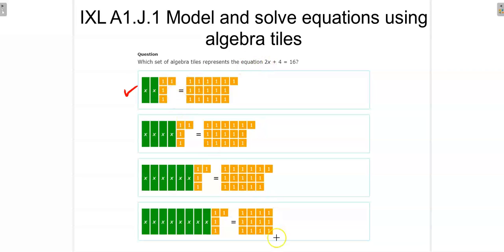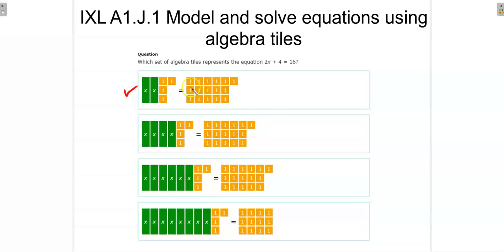Let's also go ahead and check the plus 4. I do have 4 positives here. Then the equal sign. See the equal sign. Then on the right should be 16. Well, we can count these a little bit easier by looking at them as a grid. We have 3 down and 5 across in this grid right here. So 3 by 5 is 15. Plus 1 more is 16. So indeed, this first selection does model the equation 2x plus 4 equals 16, so the first one is our correct answer.